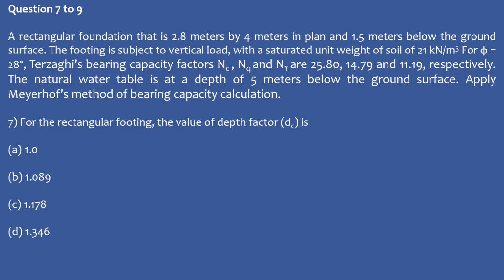Moving to question number 7 to 9. You are having a rectangular footing which is 2.8 meter by 4 meter in plan, 1.5 meter below the ground surface. The footing is subject to vertical load with a saturated unit weight of 21 kN per meter cube. Phi is equal to 28 degrees. Terzaghi's bearing capacity is given respectively. The natural water table is at a depth of 5 meters below the ground surface. Apply Meyerhof's method for bearing capacity calculation.